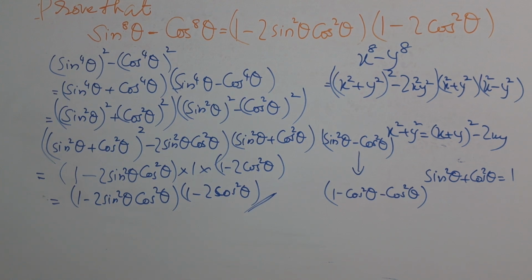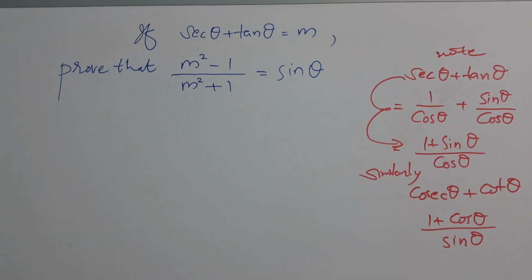easily and similar questions. Dear students, our preparation for the board examination is continuing. Now let's solve some problems related to trigonometry. It is given that m is equal to sec theta plus tan theta. We need to prove that m square minus 1 by m square plus 1 is sin theta.